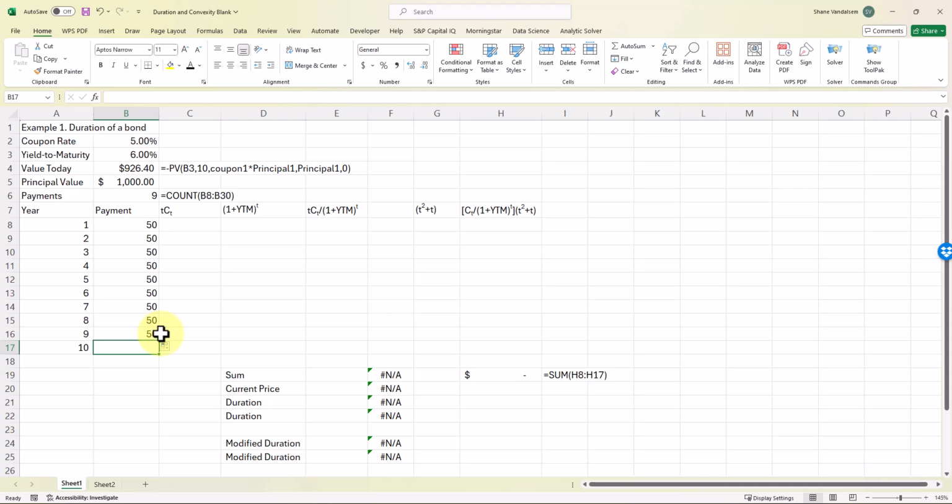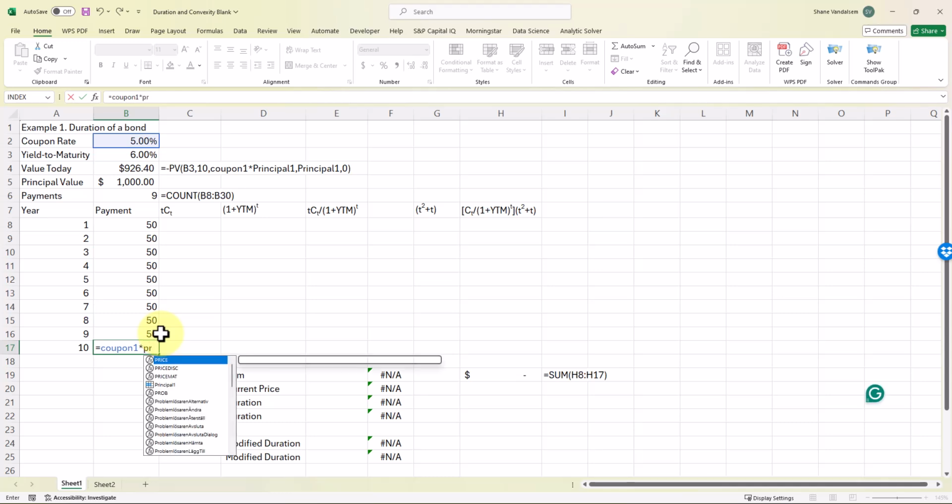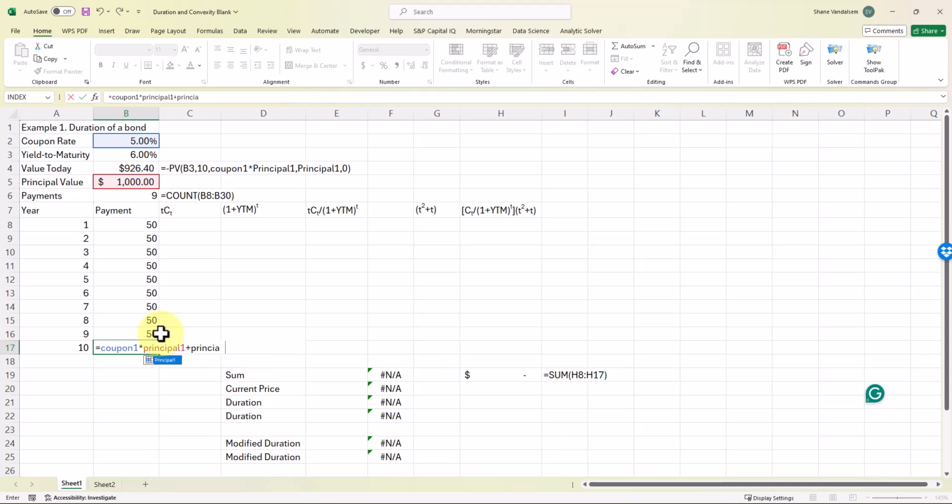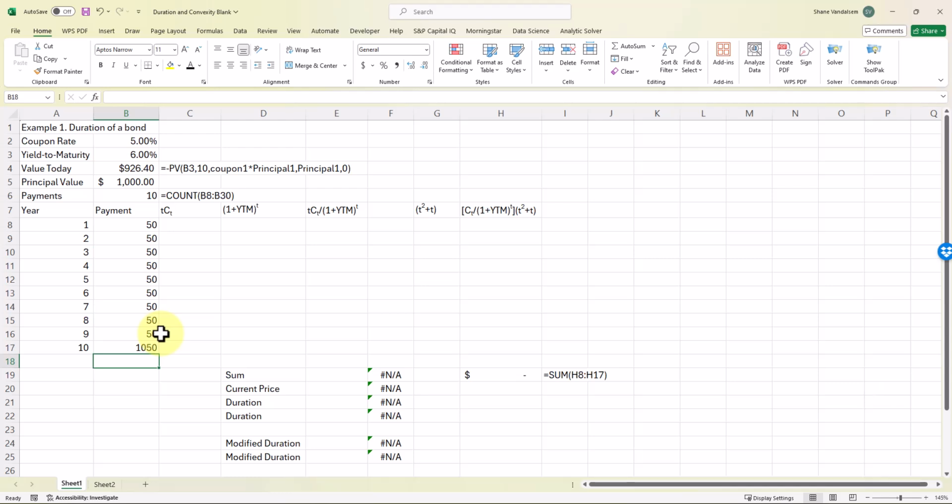And so this last time period, though, we're going to receive our principal value plus our coupon payment. So it's going to be equal to coupon 1, multiplied by principal 1 plus principal 1. Okay. And so that's all the cash flows of our bond here. We're going to get $50 at the end of each year, and then we're going to get $1,050 at the end of the time period for the bond on the maturity date.